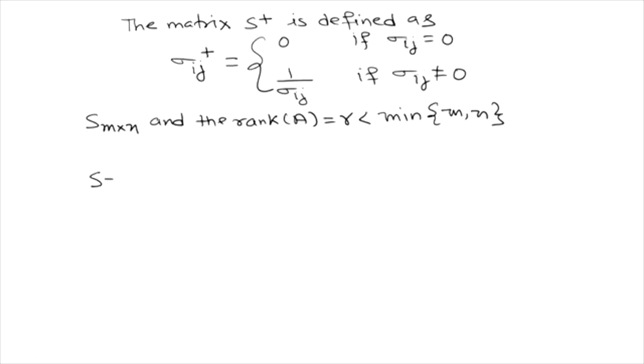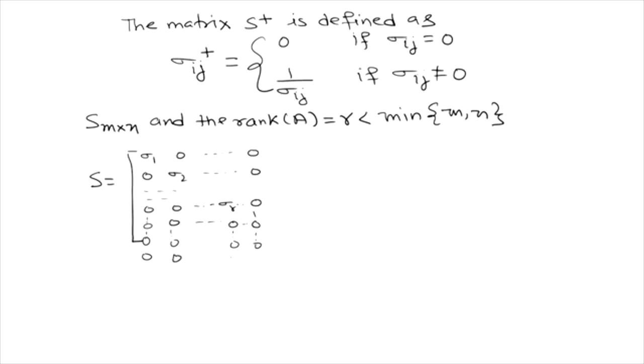So, in this case my S will be something of this shape: sigma 1, 0, 0, 0, sigma 2, 0, and then 0, 0, sigma r, 0, 0, 0, 0. This will be the matrix in case of an overdetermined system, an m by n matrix. So, there will be a total of m minus r zero rows.